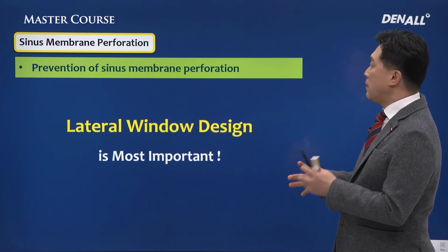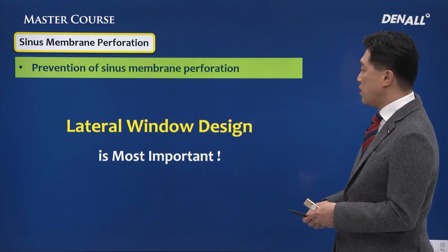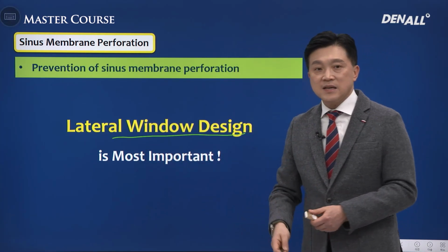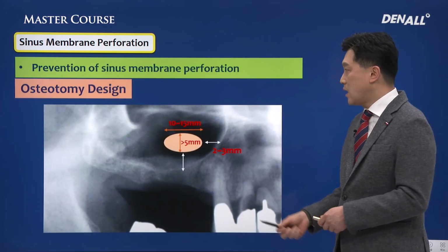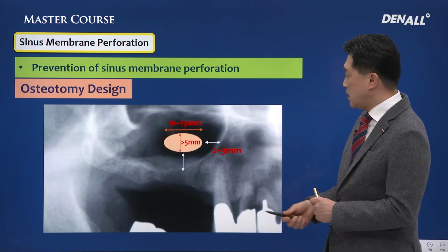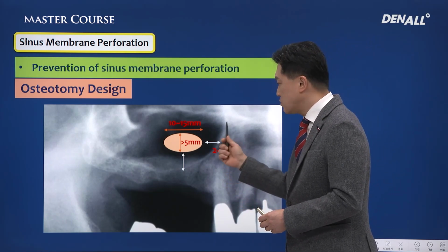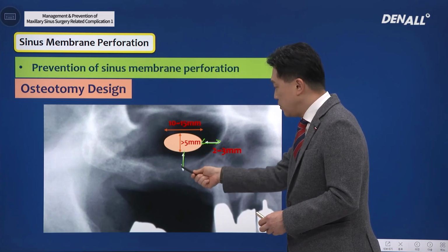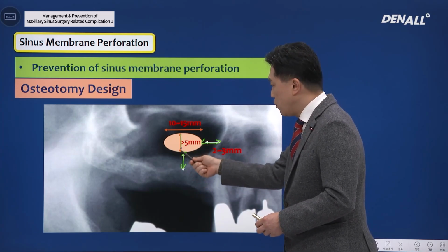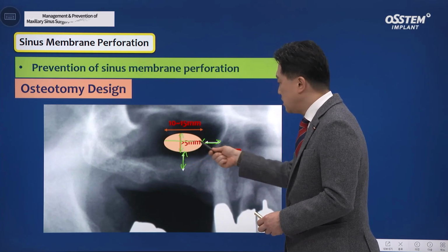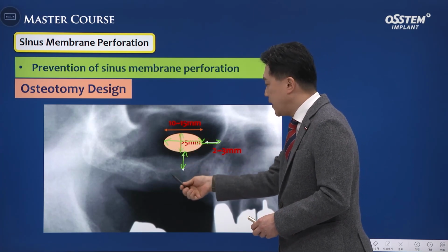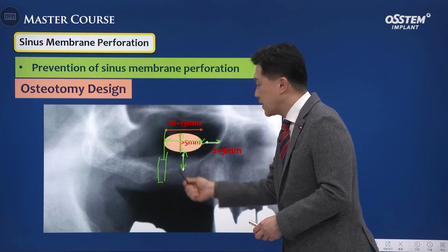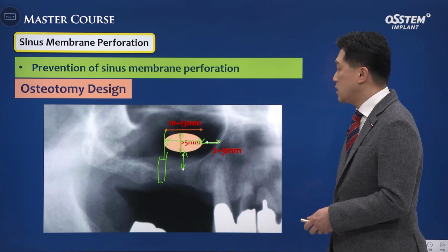In order to prevent membrane perforation, what should we do? First, we need to do a great job in designing the lateral window. I want to emphasize this over and over again. You need to ensure masticatory function, but you need to make it small, 2 to 3 millimeters from the anterior margin and the sinus floor. The height should be about 5 to 7 millimeters. The antero-posterior distance should be about 10 to 15 millimeters. The final posterior margin should be in line with the implant placement depths. This should be your lateral window design.